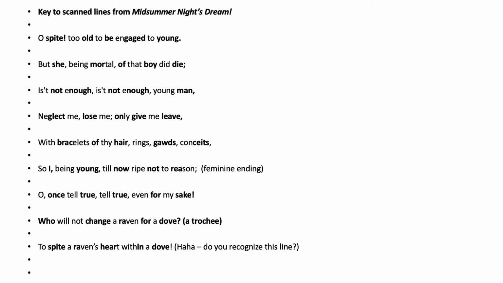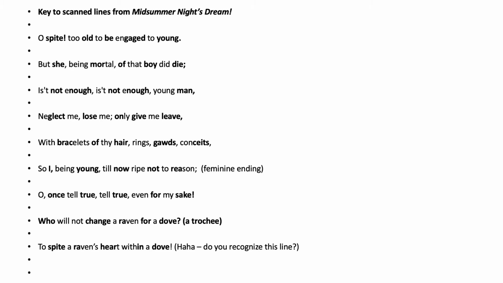If you look carefully, the only thing that's changed here are the first two syllables. They've flipped. Who will not change a raven for a dove? But it creates this little da-da. Who will not change a raven for a dove? So that's an example of a trochee.